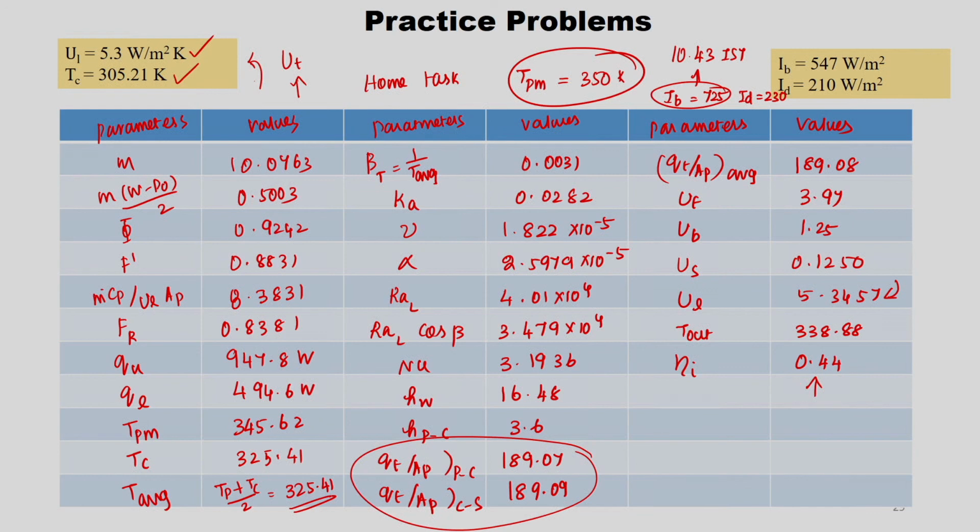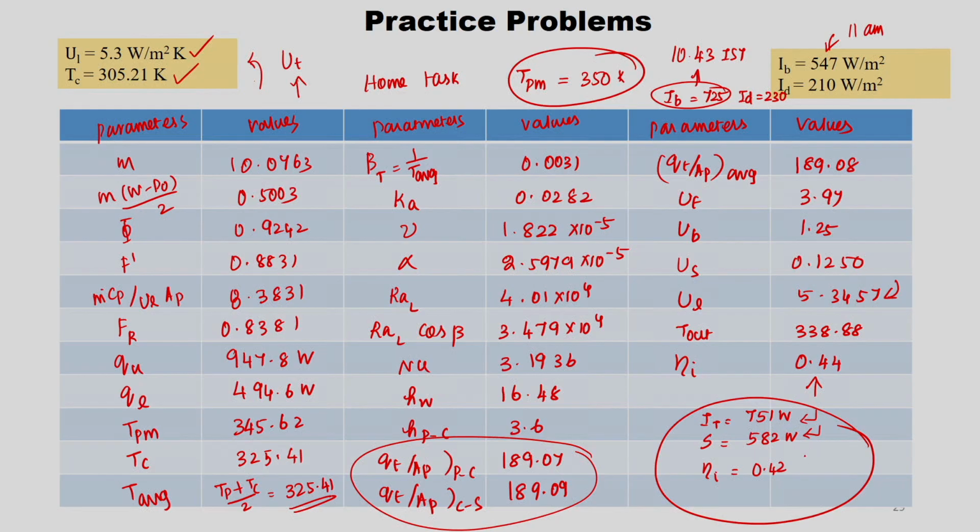So, here as I said earlier, you can plug and play, right. Instead of taking 725 and 230, if we take 547 watt per meter squared and 210 watt per meter squared, this is pretty much okay for 11 AM Indian Standard Time in any decent hotter cities. So, this is a separate problem. For that the IT is 751 watt and S is 582 watts and instantaneous efficiency is 0.42. Alright, everything is lower than that.